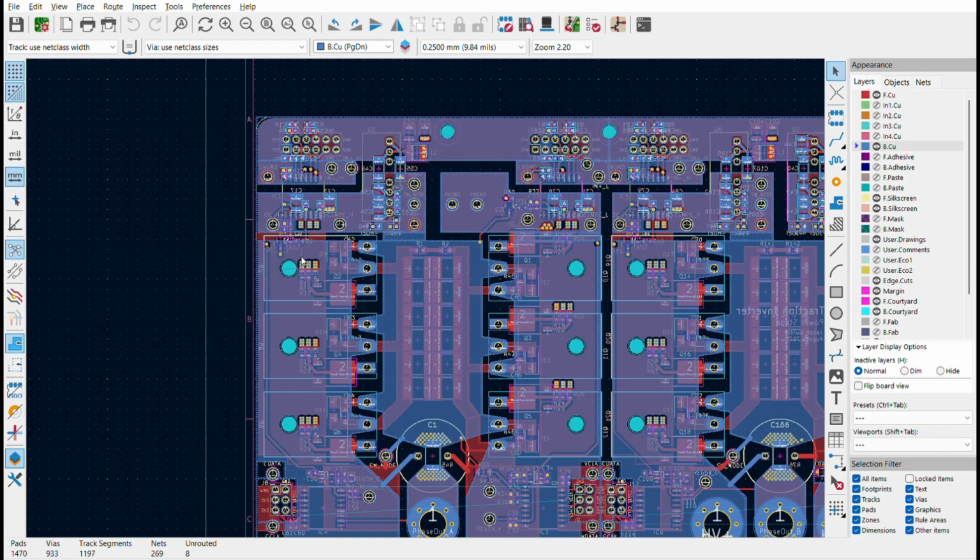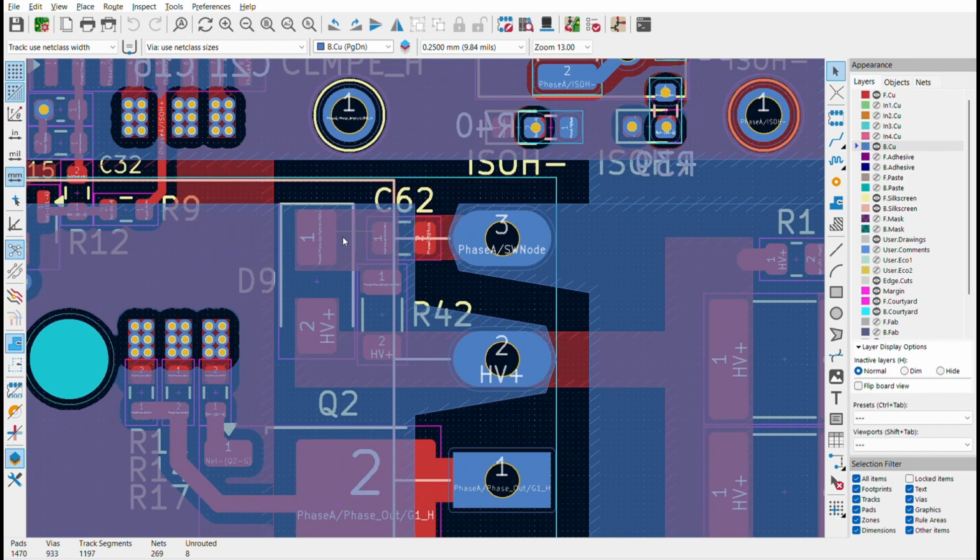Here I have my RCD snubbers very, very close to the drain source of my MOSFETs to minimize that ringing and not add too much trace parasitic inductance to decrease the effectiveness of the snubber.